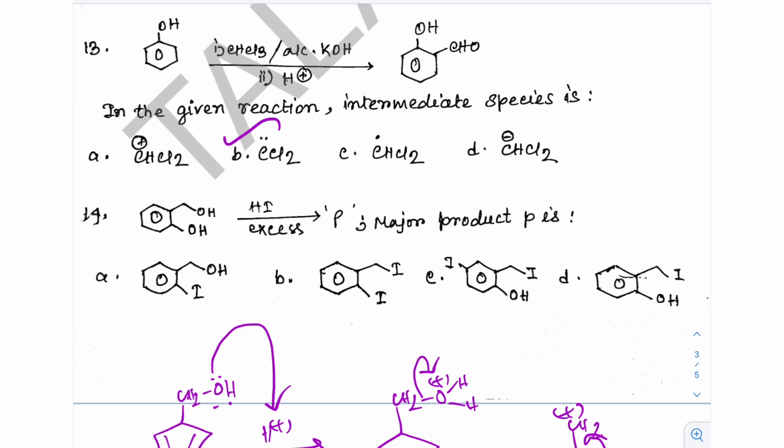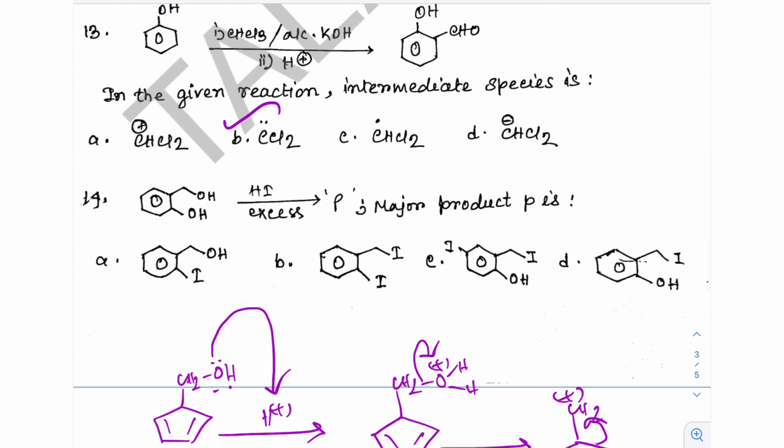Next, this compound is being treated with HI. So what will happen? Firstly, we have to understand that in this OH group the lone pair is involved in resonance with the benzene ring, so this carbon-oxygen bond gets double bond character. That's why this bond is stronger. It will not cleave and react with H plus. So this OH will remain intact. This is the first thing.